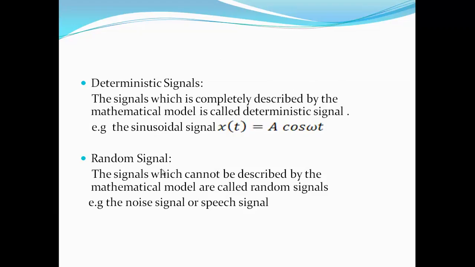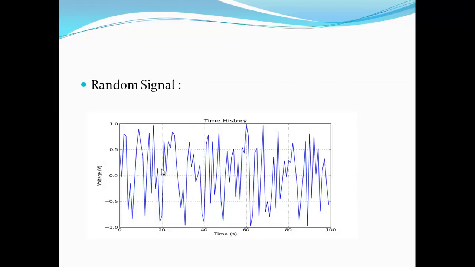An example of a deterministic signal is any of the sinusoidal signals that I showed you in the previous one or two slides, be it sinusoidal or exponential, which follows some mathematical rule, mathematical law. Random signals cannot be described by mathematical models. Noise, speech, and so on are all random signals. So this is an example of a random signal. As you can see, it follows no mathematical law. You cannot describe it with the help of a particular mathematical rule. So you use probability in order to describe these kinds of signals.